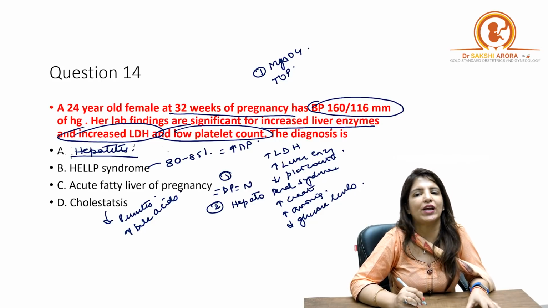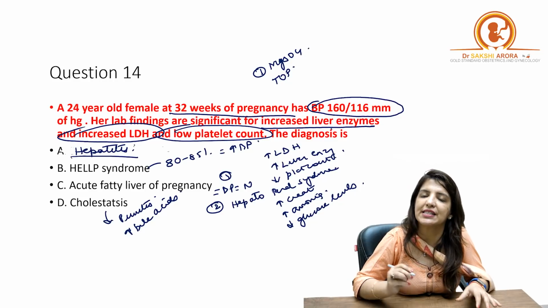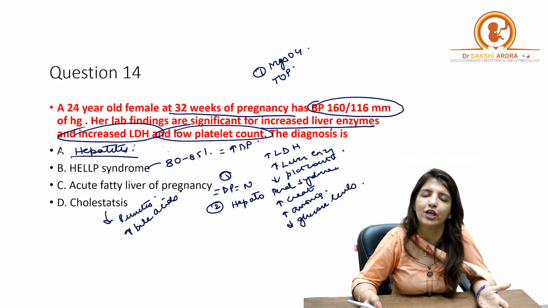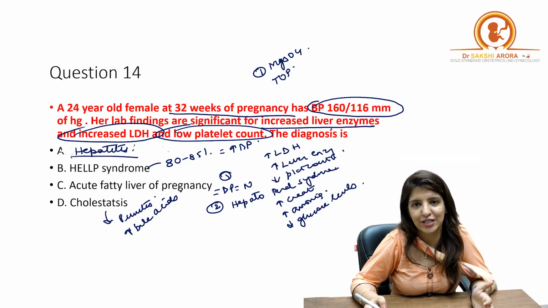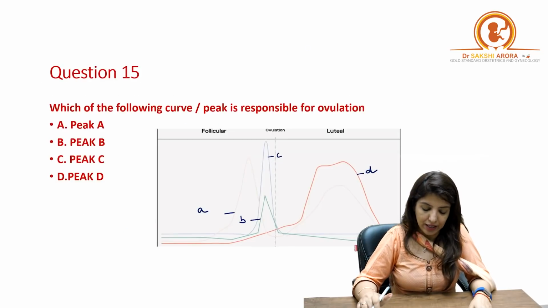So magnesium sulfate and immediate termination of pregnancy, and if the patient's BP is high, definitely you have to give them antihypertensives, right? Next question. Now we are going to talk about gynae questions.